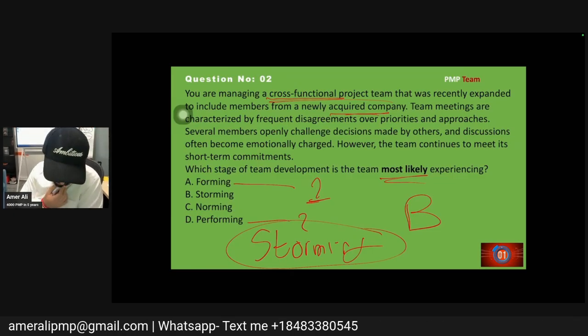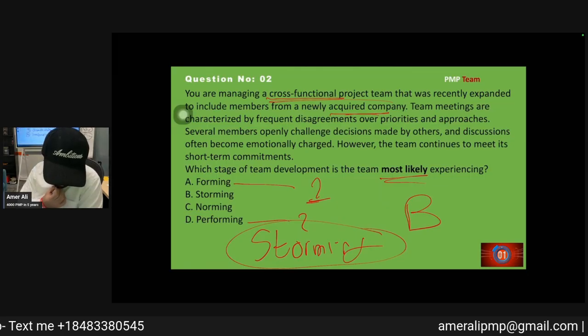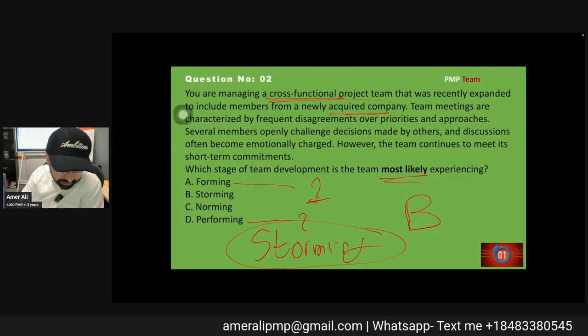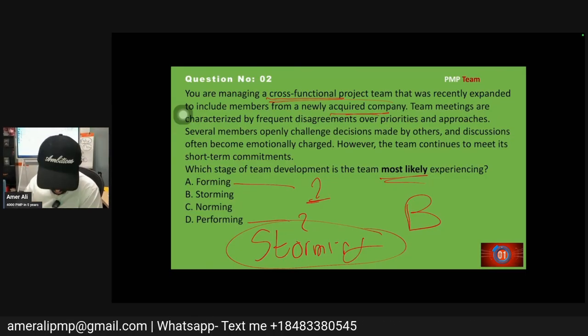Saf, message in batch 12, Tamina batch 12, Islam batch 11, and everyone else in your batch that we are solving 15 question answers so people can join more. Okay. B is the answer. Storming is the right answer.